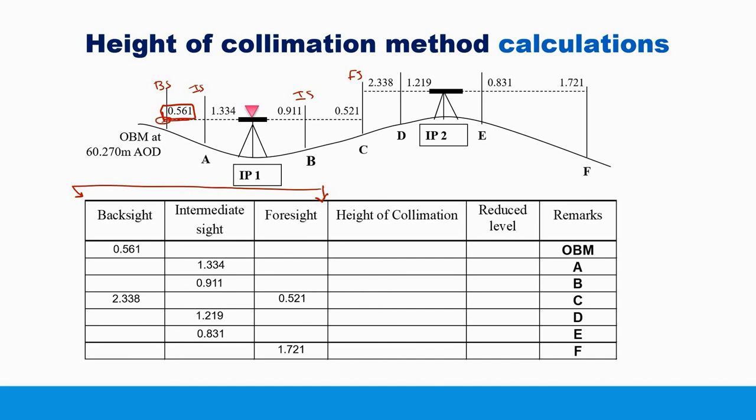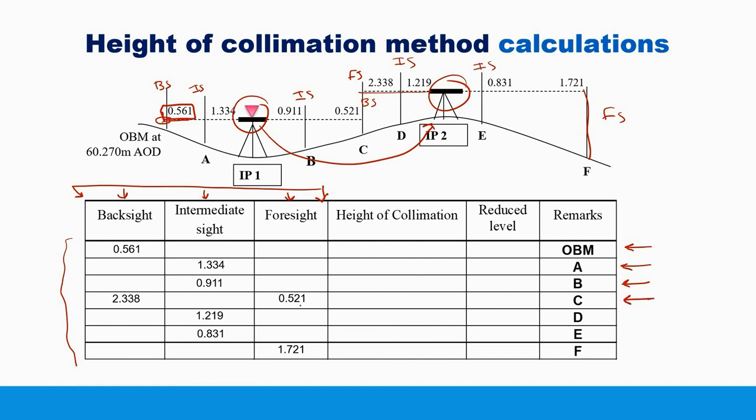Okay, so now we change the location of the level from here to here. We set up the level. The first reading is backsight, the last reading is foresight, and between them intermediate sights over F and D. Okay, and this is here in the table, the backsights here, foresights here, intermediate sights here, and there is a line for each point, the benchmark A, B, C, D, E and F.